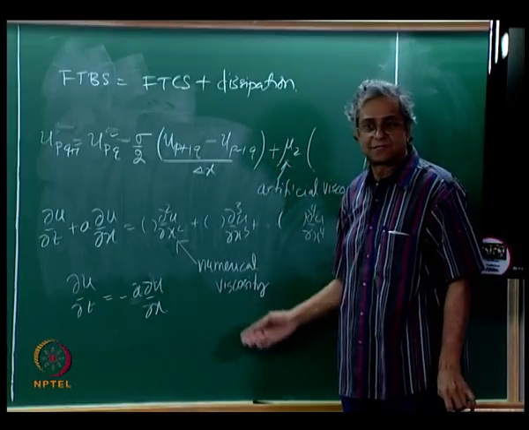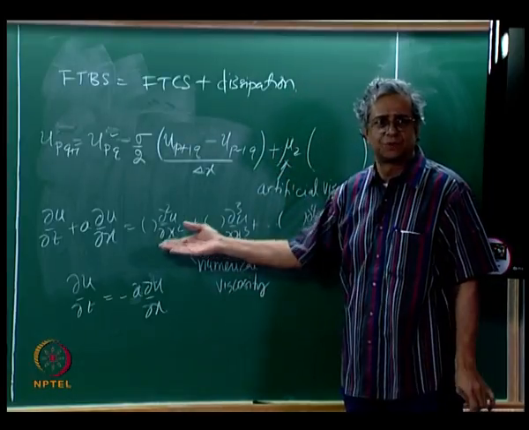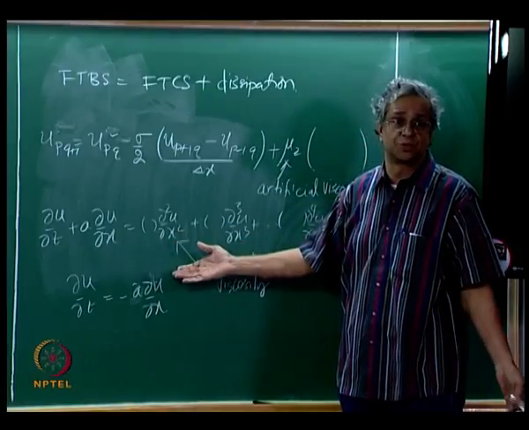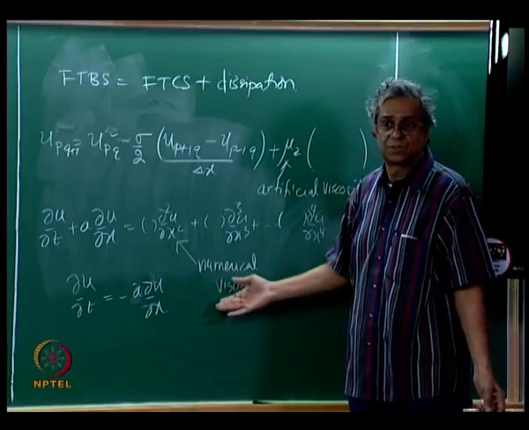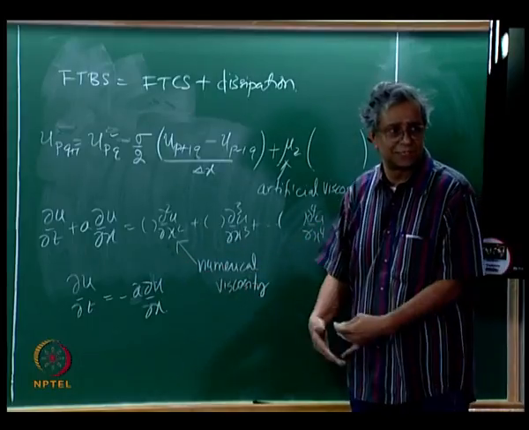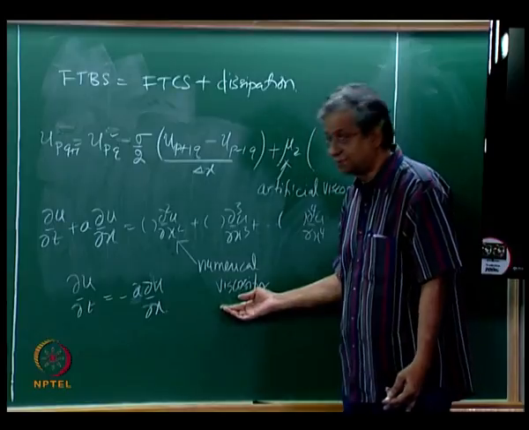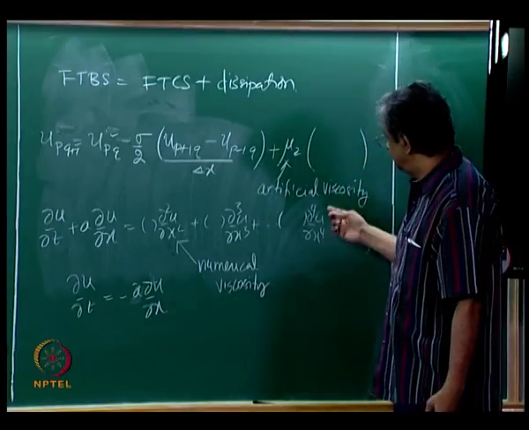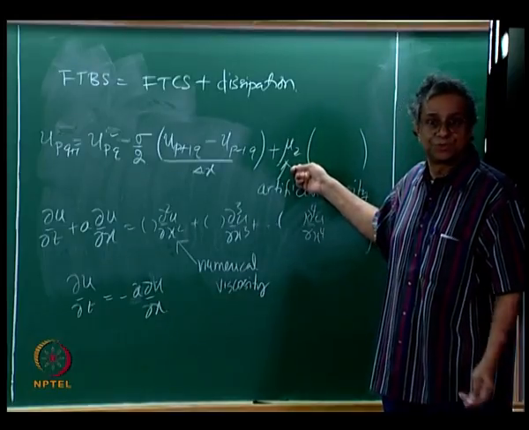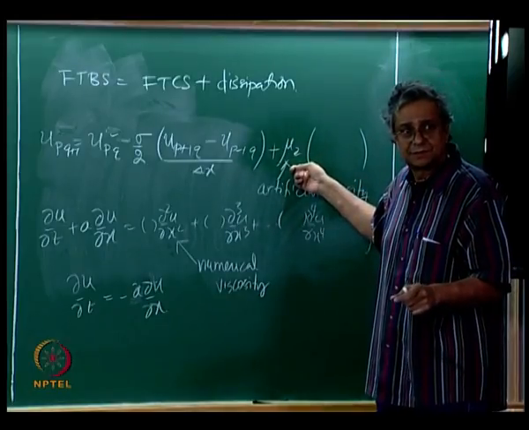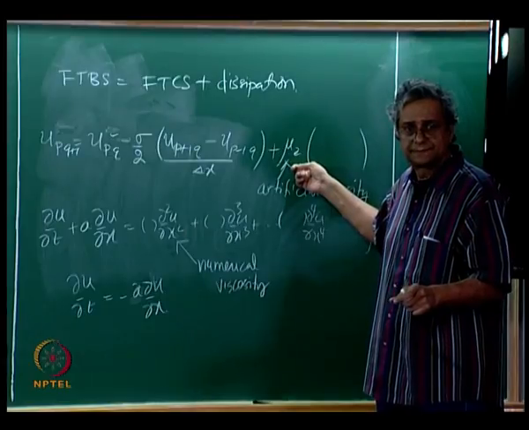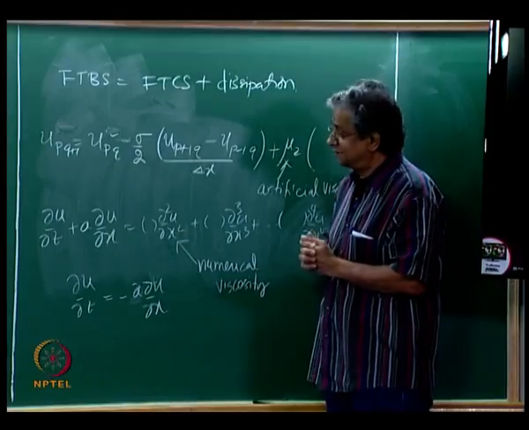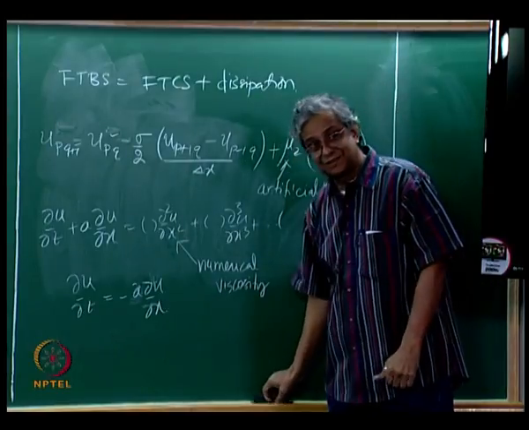This comes from your discretization: you end up with a second derivative term which is not there in the original equation. So it looks like your equation has become viscous when it is actually not viscous, so that is numerical viscosity. The term that you add deliberately because you want to fiddle with the modified equation is called artificial viscosity.